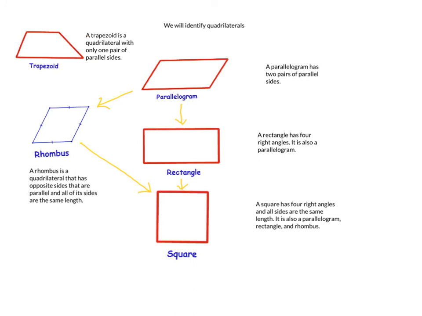A trapezoid is a quadrilateral with only one pair of parallel sides. So those are some classifications of quadrilaterals. Now give the Go Formative a try and good luck.